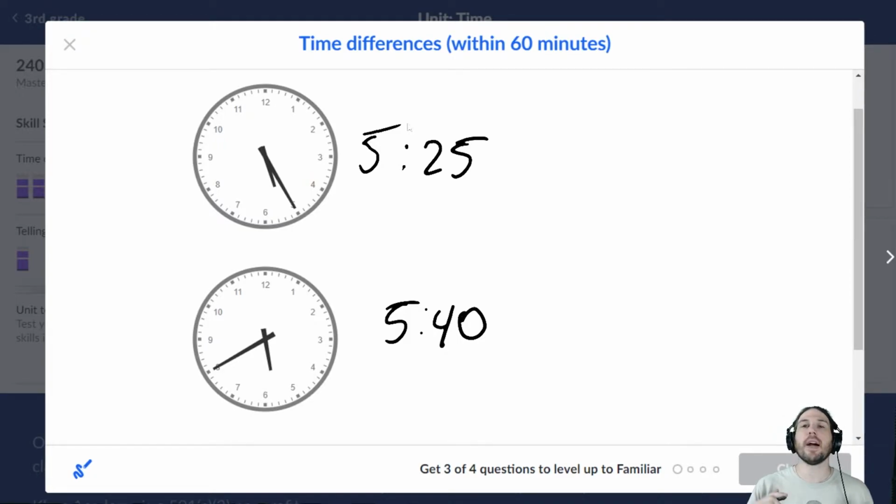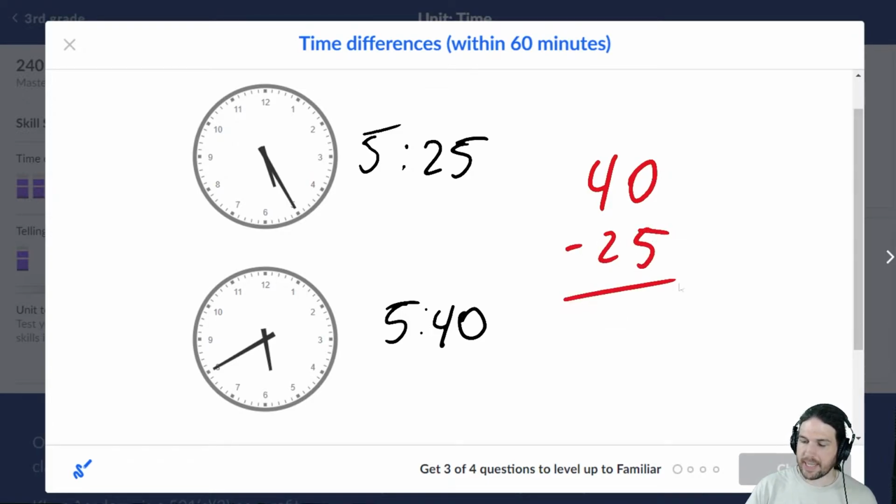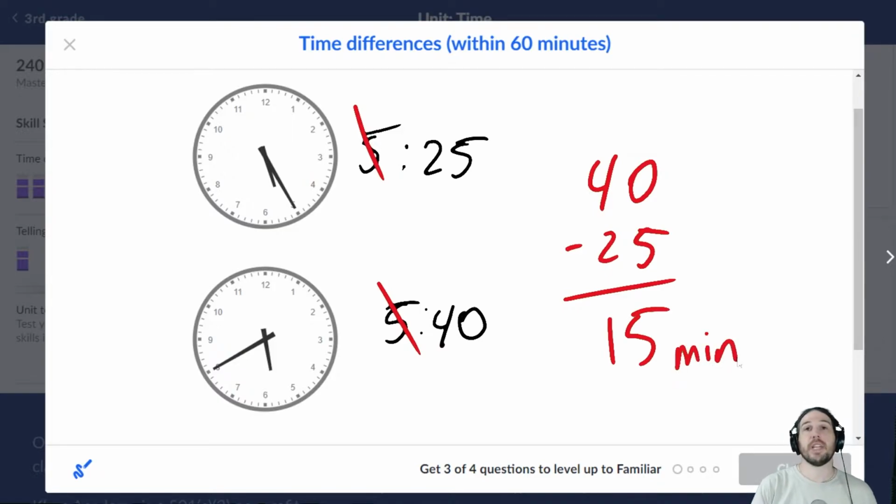So because the difference is within 60 minutes, it's as easy as 40 minutes, the end time, minus 25 minutes, the beginning time. The 5s cancel out, right? 5 hours minus 5 hours is 0. We end up with 15 minutes. 15 minutes has elapsed from 5:25 to 5:40.